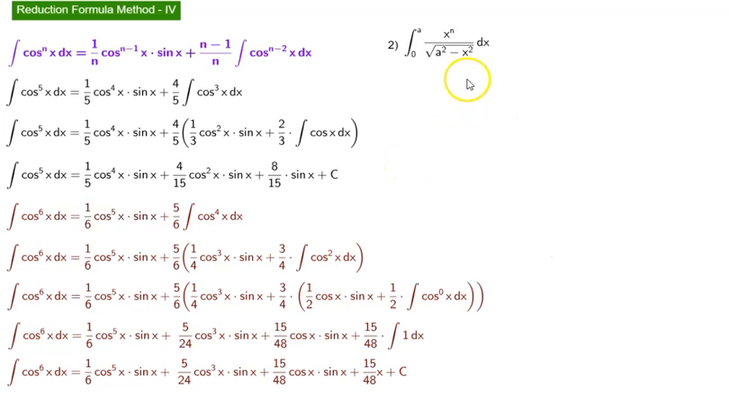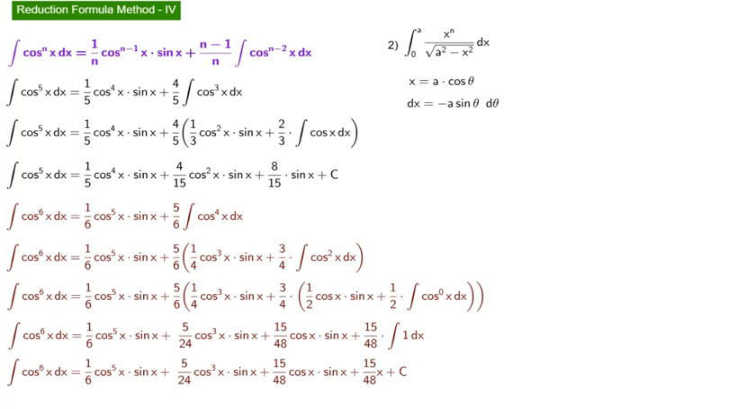Now another problem, a very interesting one, let's solve that. Integral from 0 to a of x to the power of n dx by square root of a square minus x square. Okay, so we do a substitution. X is equal to a times cos theta. Differentiating it, we get dx is equal to minus a sine theta d theta.